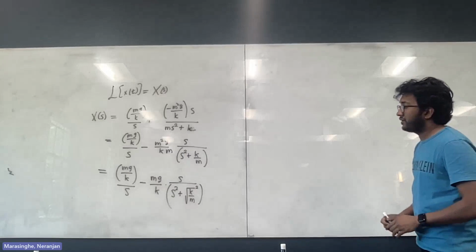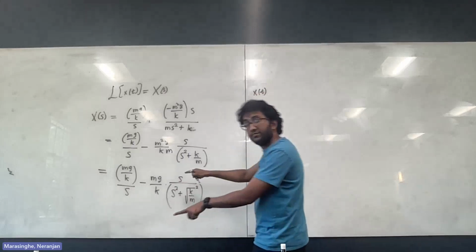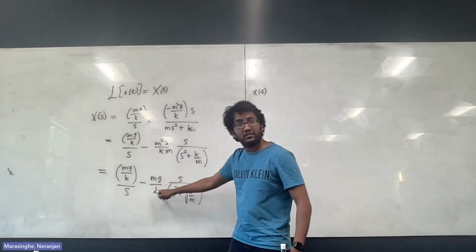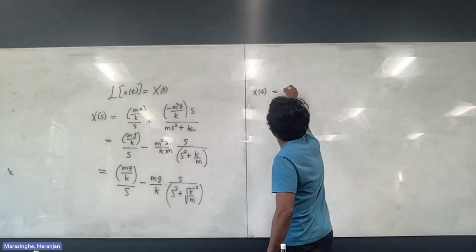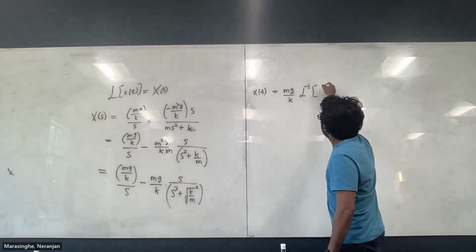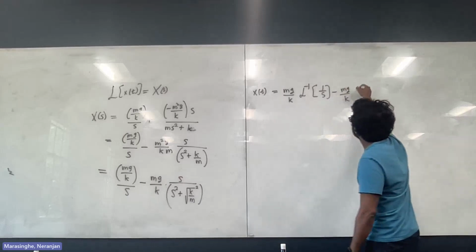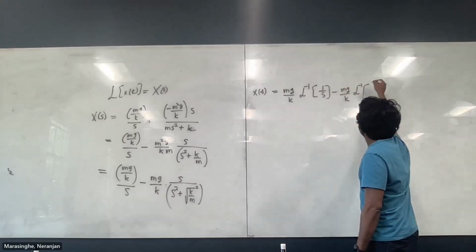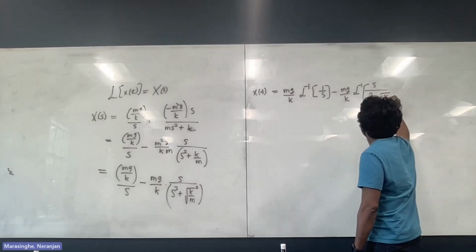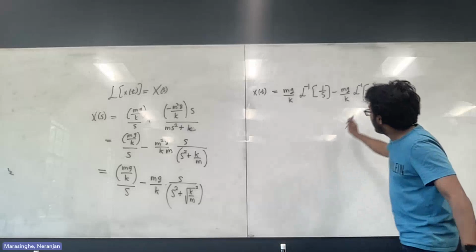Right? Okay. Now what can you say about xt? Xt is the inverse Laplace transform of this function. Mg divided by k is a constant. Right? So what would I get? Xt equals mg divided by k times inverse Laplace of 1 over s minus mg divided by k times inverse Laplace of s divided by s square plus the square root of k divided by m to the power 2. Right?